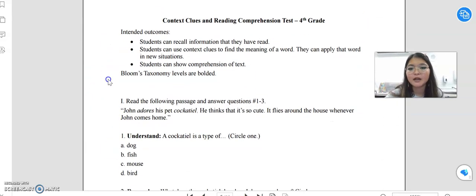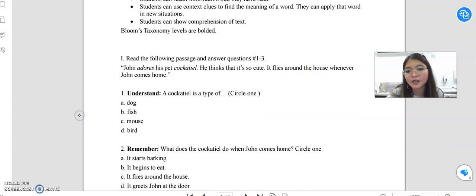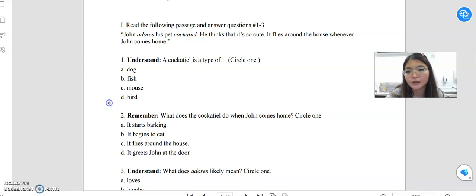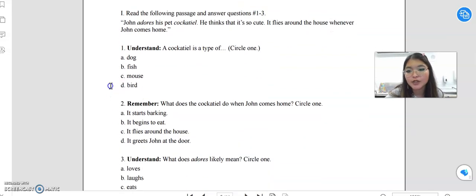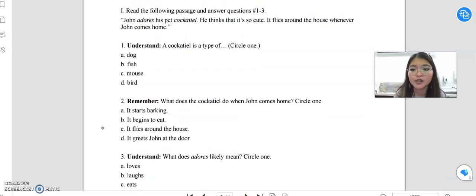Okay. So for my context clues and reading comprehension test, this is the reading test and it is for my fourth graders. So again, I have my intended outcomes here and I state which Bloom's taxonomy levels each question follows. So for each of the portions here, the students have to read the passage and they answer the questions using their context clues. So for example, John adores his pet cockatiel.